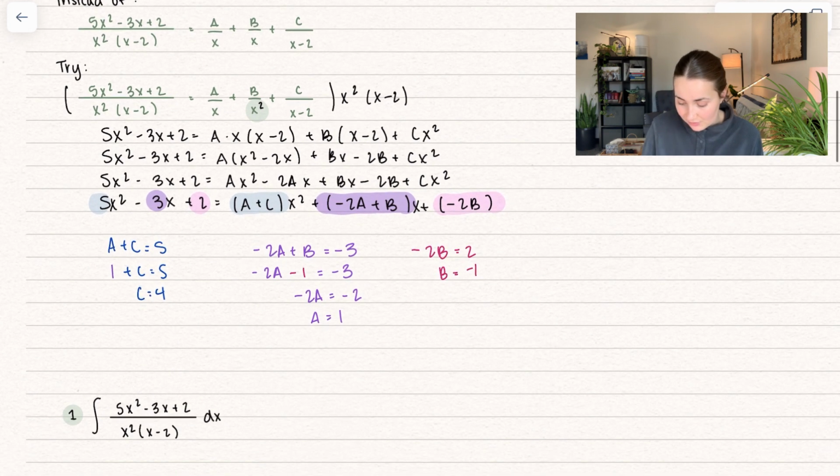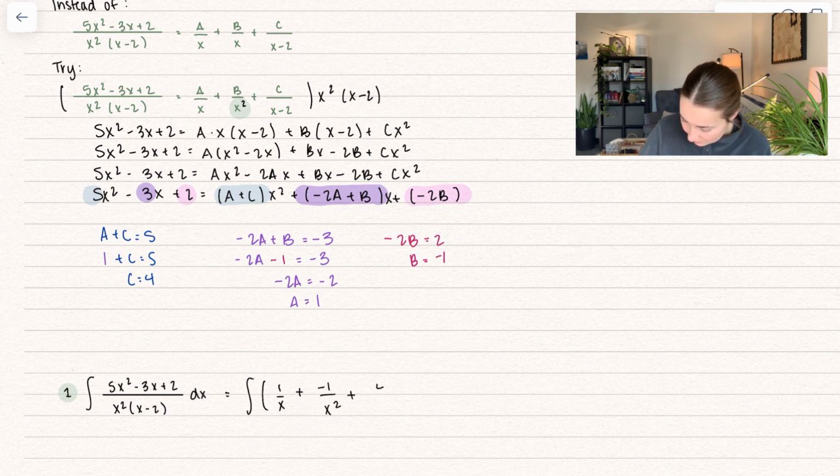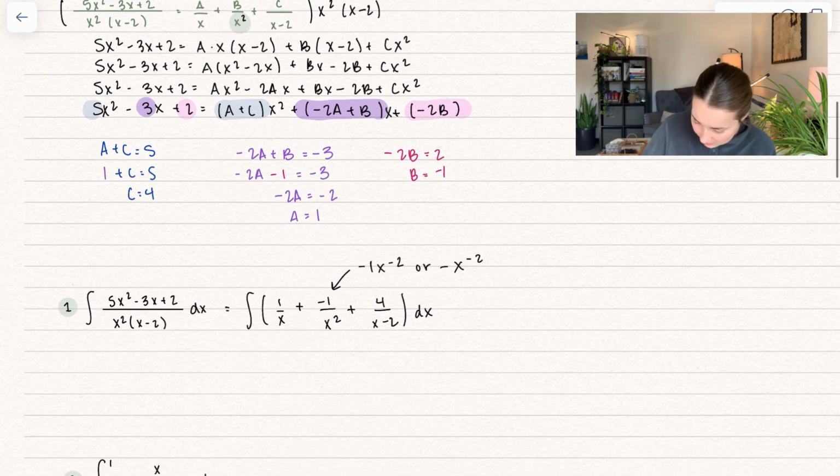And that's going to help us out with this first problem because now we're going to go ahead and integrate it. So now that we already did the partial fraction decomposition, we're going to set this up in our integral. So we have a over x, so 1 over x, plus b over x squared, which is going to be negative 1 over x squared, and then plus c over x minus 2, that's going to be 4 over x minus 2, dx. So remember, this guy right here is going to be negative 1 times x to the negative 2, or negative x to the negative 2, right? So when we integrate this, we're going to get the natural log of x, and then that's going to be minus, add on to the exponent, divide by that new exponent, and then plus 4 natural log of x minus 2 plus some constant c.